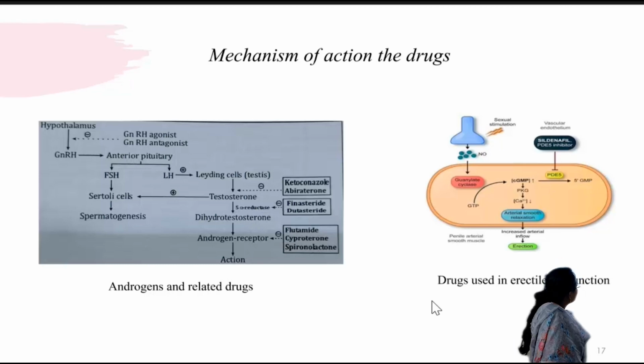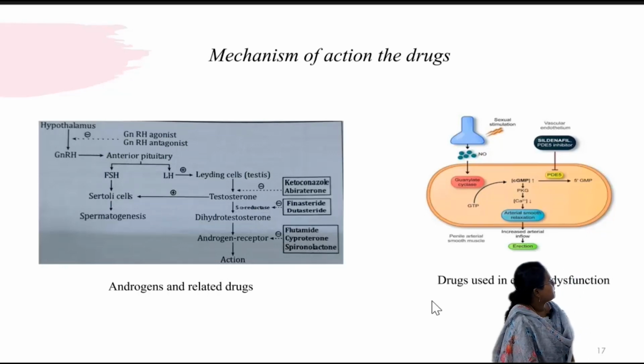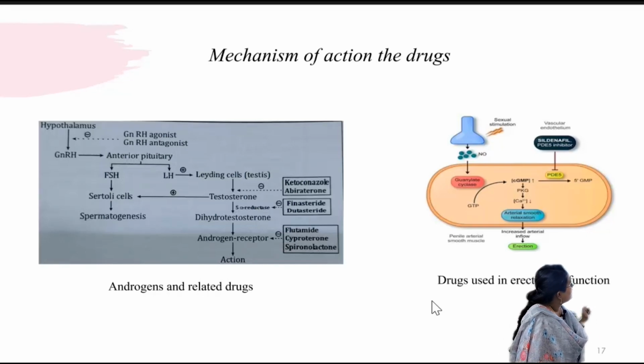The anti-androgens, which act as androgen receptor inhibitors, are mentioned here. Coming to drugs used in erectile dysfunction, they act on the phosphodiesterase 5 enzyme, which converts cyclic GMP into GMP. If cyclic GMP is present in the body, you can see erection. Otherwise, it is not present. Therefore, that enzyme is inhibited.